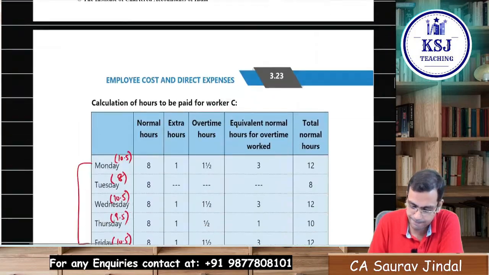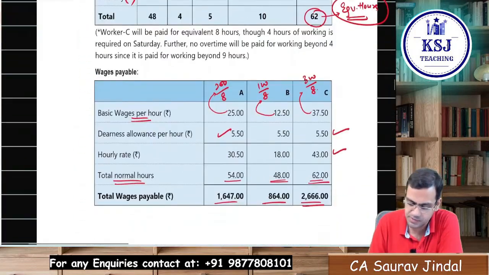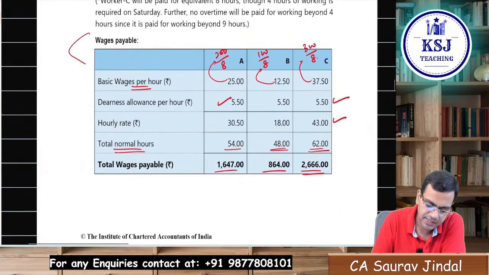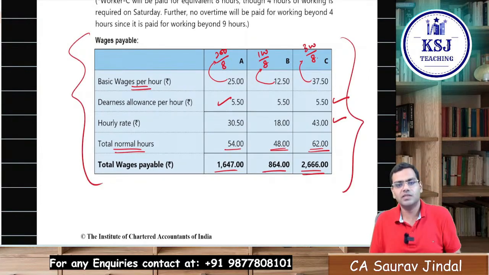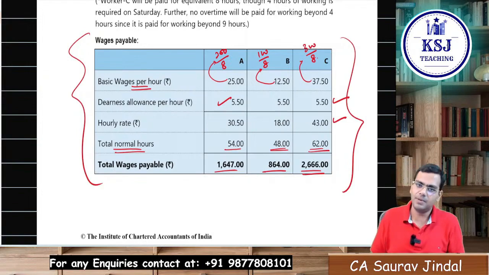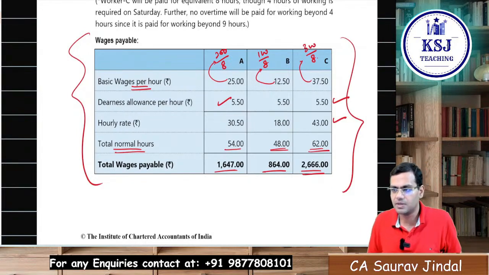Now this part is clear. This is a very simple part. They are asking for the total wages payable to the 3 workers. So we have calculated the hourly wages that is payable, multiplied by the total number of working hours that is payable. Right? So that is a simple part.